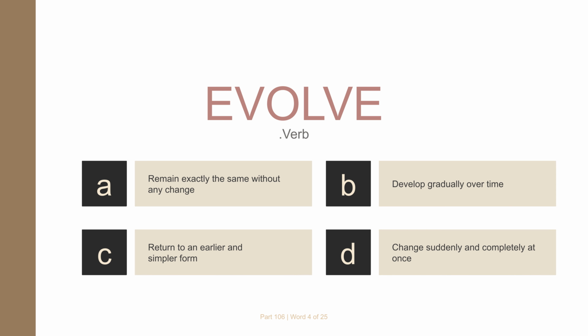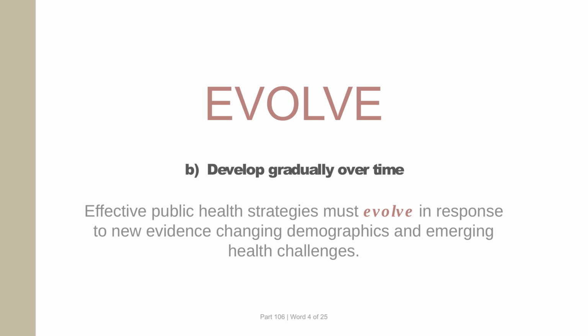Option C. Return to an earlier and simpler form. Option D. Change suddenly and completely at once. Correct answer, Option B. The correct meaning of evolve is develop gradually over time. Example: effective public health strategies must evolve in response to new evidence, changing demographics, and emerging health challenges.